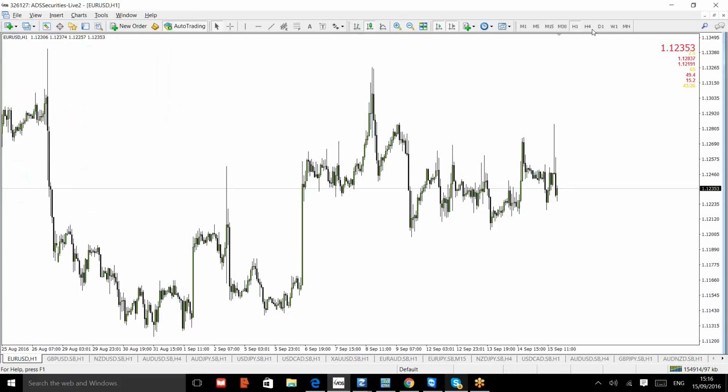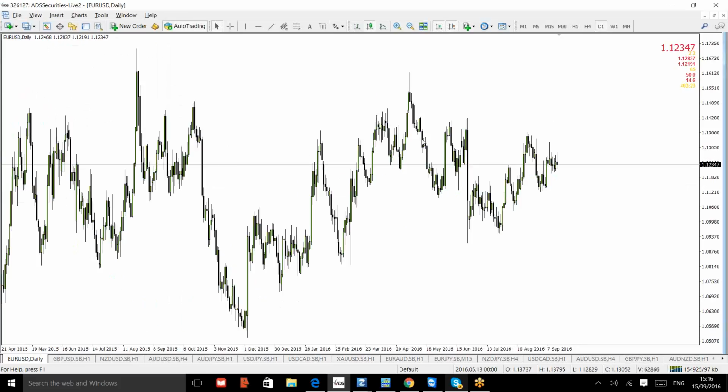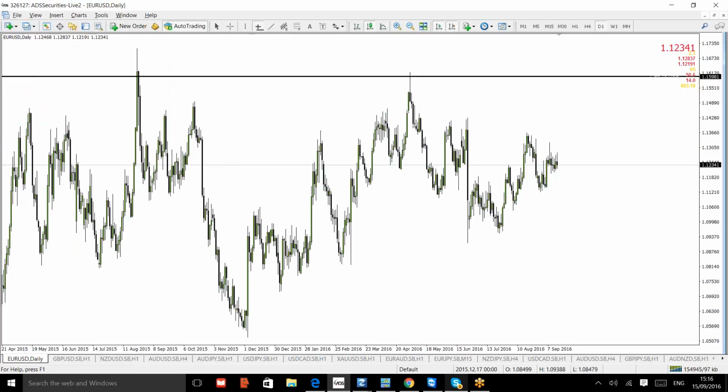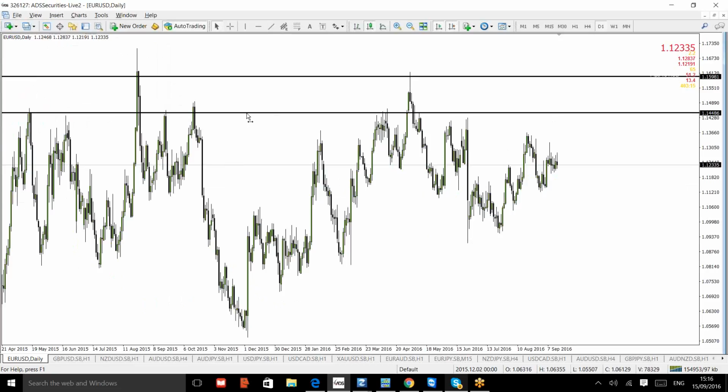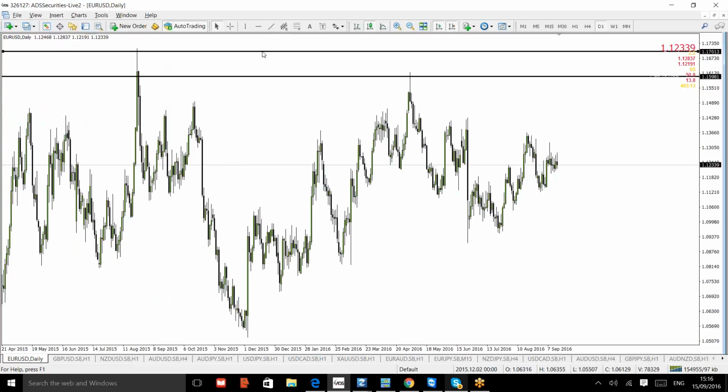Okay, guys, I'll take you to a daily time frame. Now I'm going to show you how to mark your support and resistance. Support and resistance lines are these. Everybody knows about it, right? If it's above, it's resistance. If it's below, it's support. Simple concept. The question is, where do you mark them on your charts?